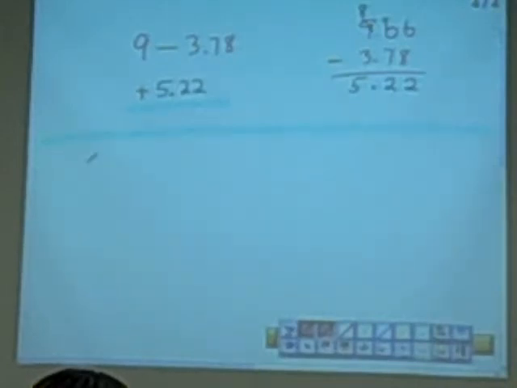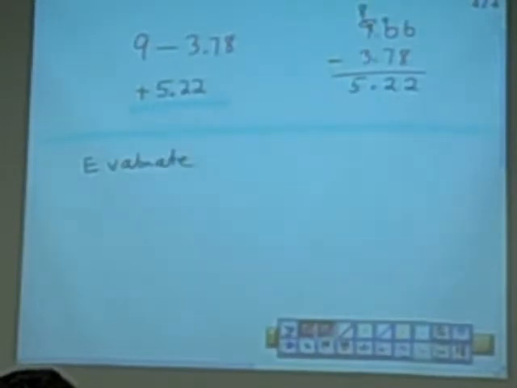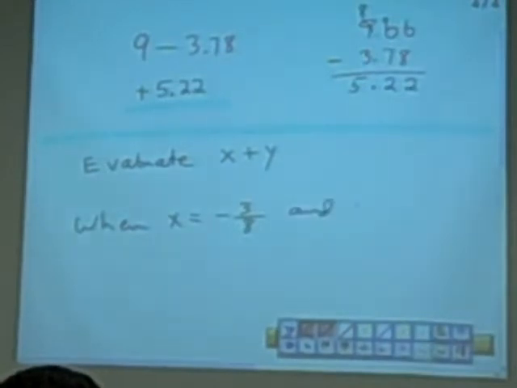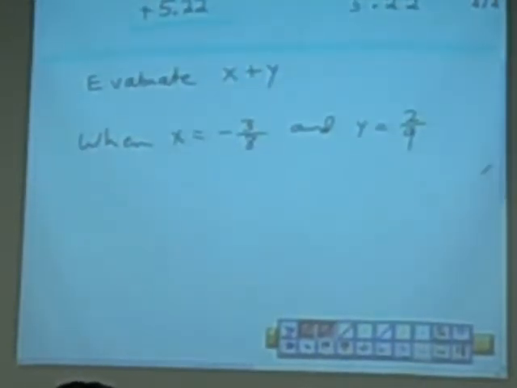Next one, we want to evaluate x plus y. Okay, and we want to do that when x equals negative 3 over 8 and y equals 2 over 9. Okay, so what do we do now?